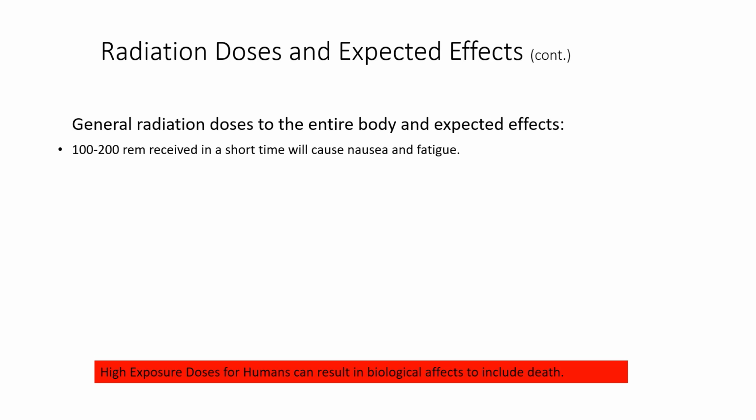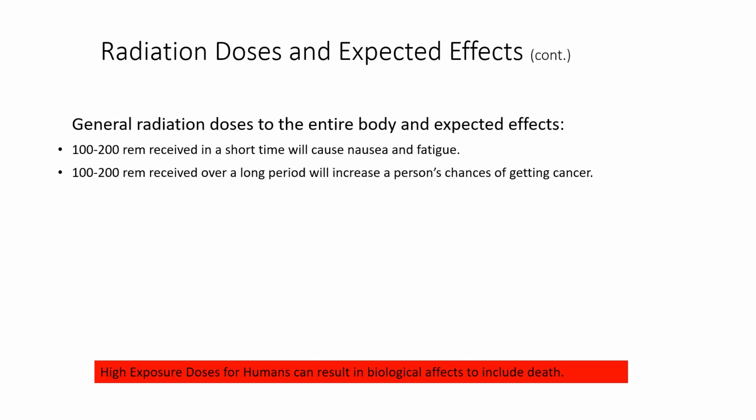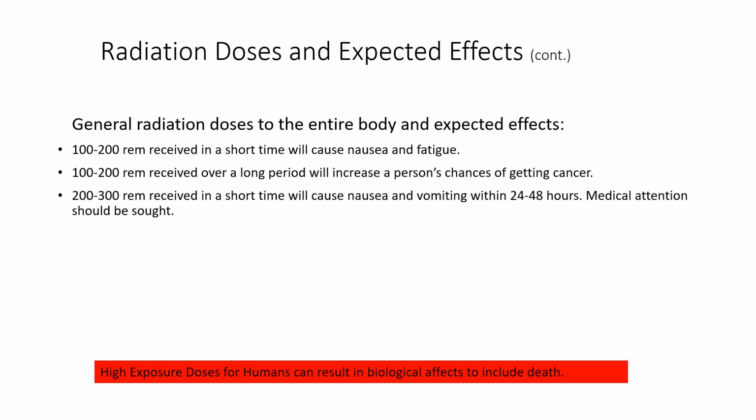Doses between 100 and 200 REM received in a short period of time will cause nausea and fatigue. Doses between 100 and 200 REM will also give you a greater chance of cancer if they're received over a long period of time. If we go from 200 to 300 REM received in a short time, it will cause nausea and vomiting within 24 to 48 hours, and you should seek medical attention.